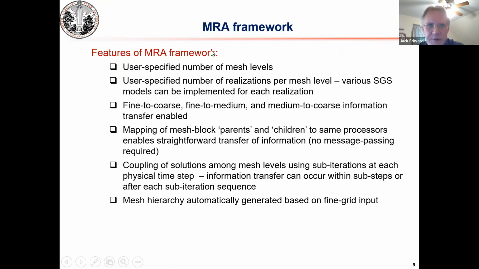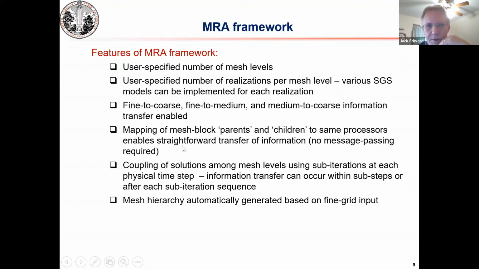Some of the features of the framework are that the person who uses it can specify the number of mesh levels. They can also specify how many realizations they wish to perform per mesh level, and on any realization you could put in your favorite TCI, turbulence kinetic chemistry model, at that point. You can also put in the desired interaction exchange. If you wish to define a fine to coarse transfer, fine to medium, or whatever, you can define that as well.